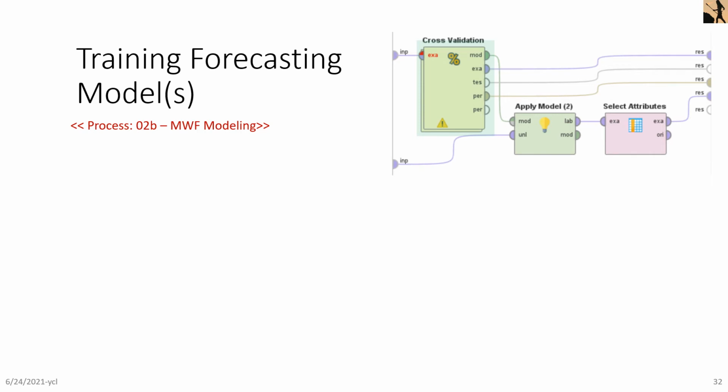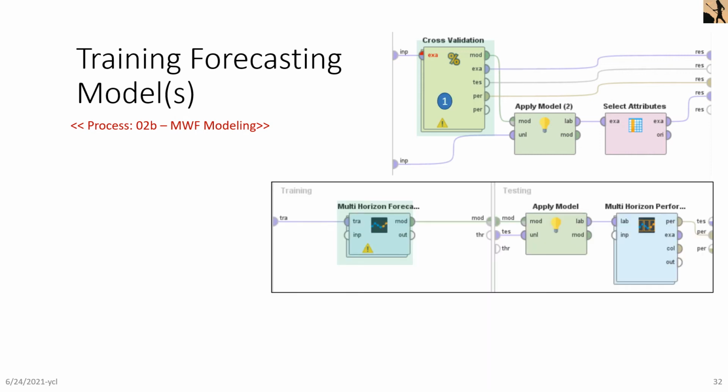This is the first phase of this whole process, right? And this is cross-validation as usual. But here, you notice that we are forecasting 12 values instead of just one. So in RapidMiner, there is a particular operator called the multiple horizon forecast operator, and for the performance, it also has a corresponding performance operator.